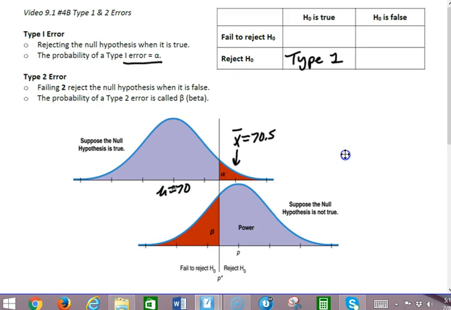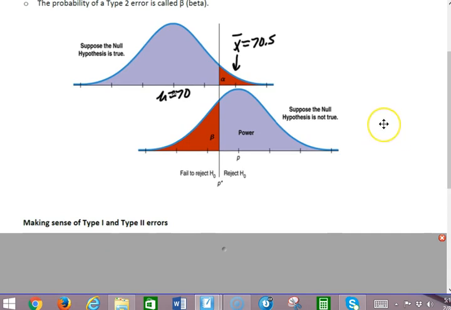A type 2 error is failing to reject the null hypothesis when it's really false. So I wrote it as failing to reject to remind you that it's a type 2 error because you're going to have to know which one is which. So failing to reject the null hypothesis when it's false. So this is a type 2 error over here. So let's say that the null hypothesis value for the water safety is really not 70. Let's say the null hypothesis value really is like maybe 71 or something.